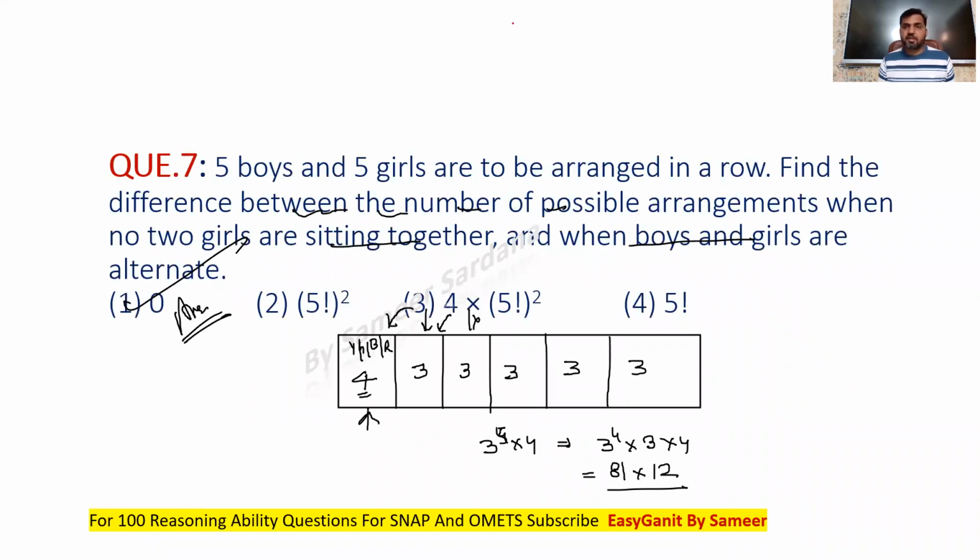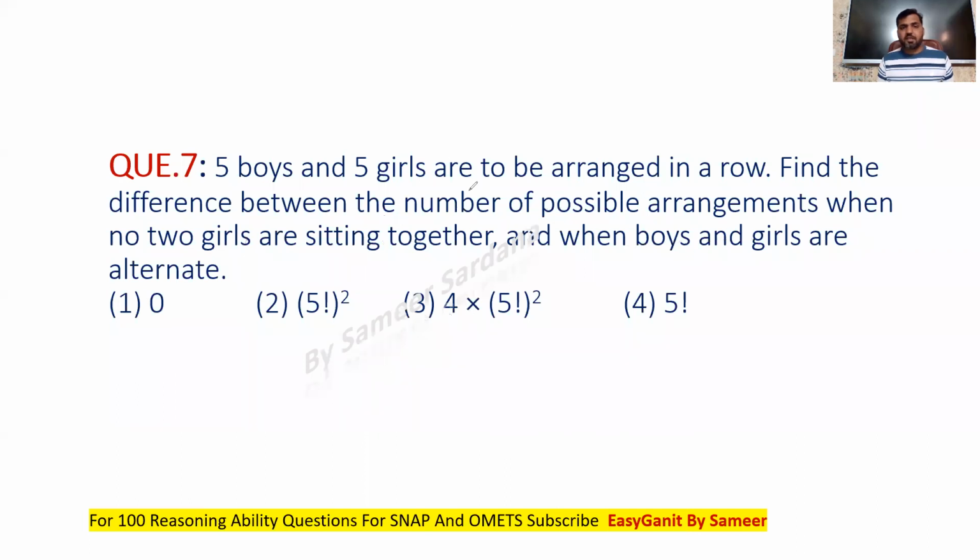Question number 7. Okay. 5 boys and 5 girls are to be arranged in a row. Find the difference with the number of possible arrangement when 2 girls are sitting together and when boys and girls are alternate. Okay, so we are supposed to find out the difference in the number of ways.